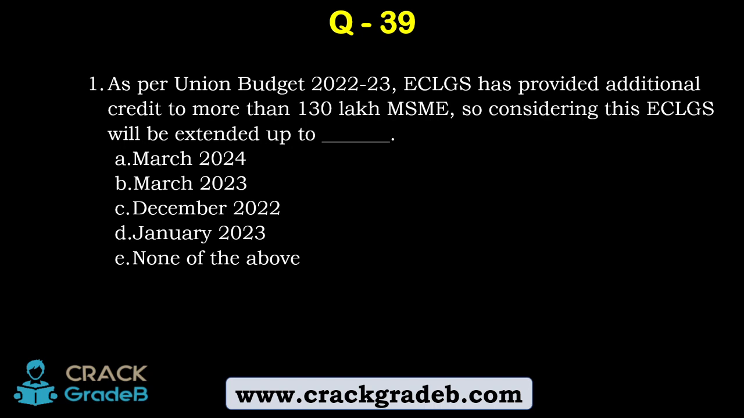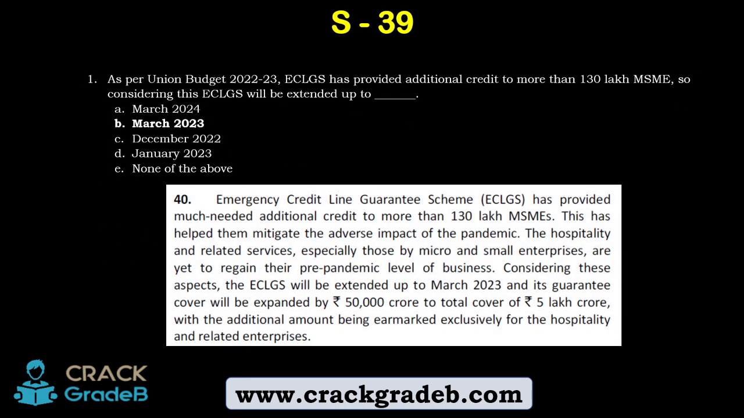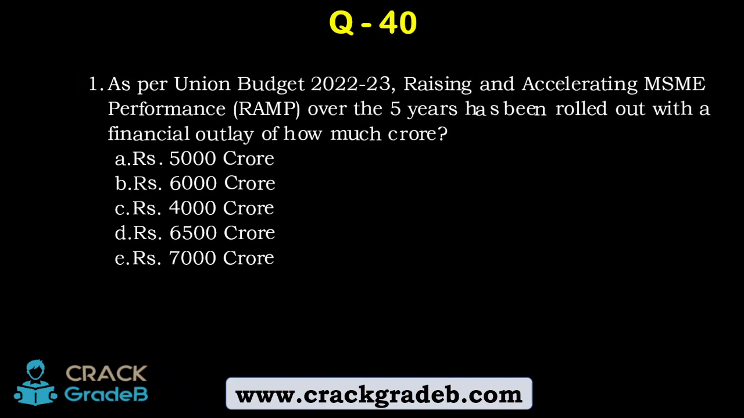As per the budget, ECLGS has provided additional credit to more than 130 lakh MSMEs. So considering this, ECLGS will be extended again, and this has been announced in the budget. Very important. This will be extended up to March 2023, right? March 2023, by 50,000 crore to a total of 5 lakh crore, with the additional amount being earmarked exclusively for the hospitality and related enterprises. Let's move forward with question number 40.